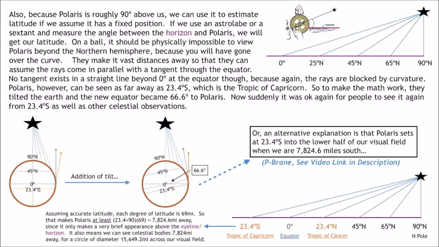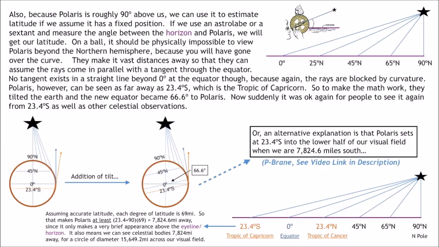They make it vast distances away so that they can assume the rays come in parallel with a tangent through the equator. No tangent exists in a straight line beyond 0 degrees at the equator, though, because, again, the rays are blocked by curvature. Polaris, however, can be seen as far away as 23.4 degrees south, which is the Tropic of Capricorn. So to make the math work, they tilted the Earth, and the new equator became 66.6 degrees to Polaris.